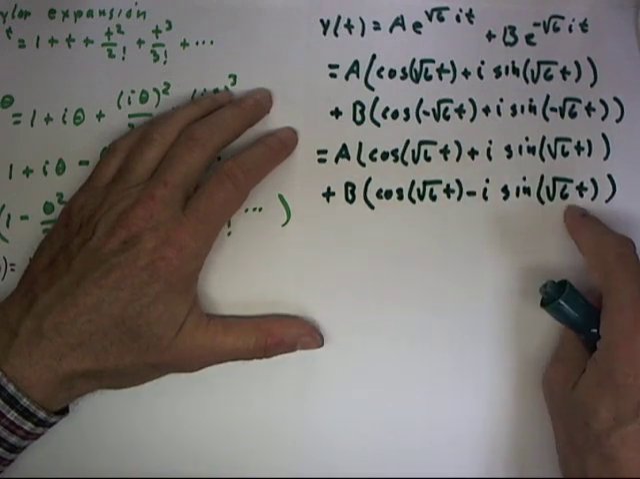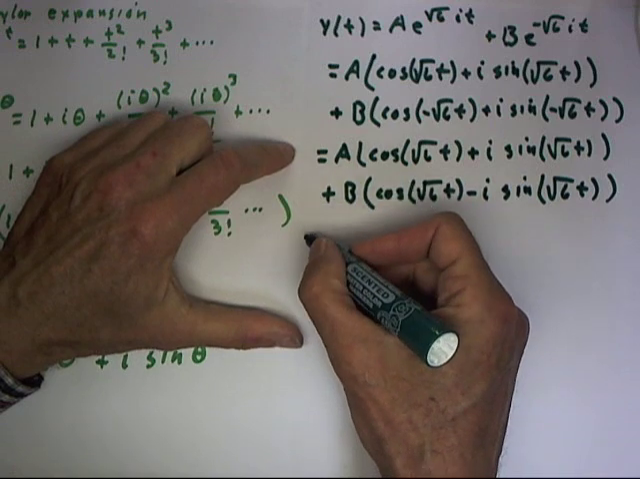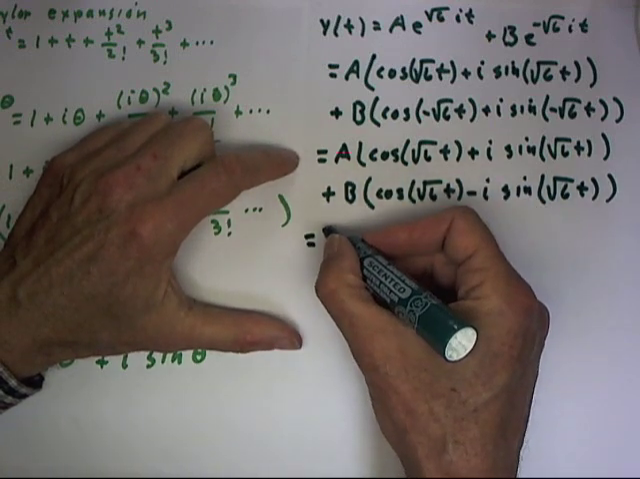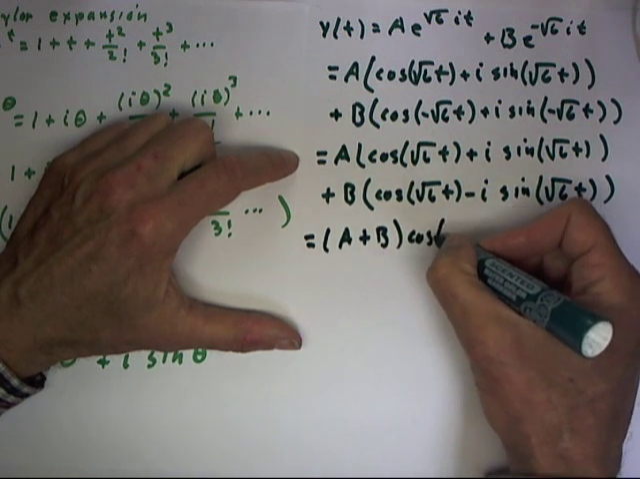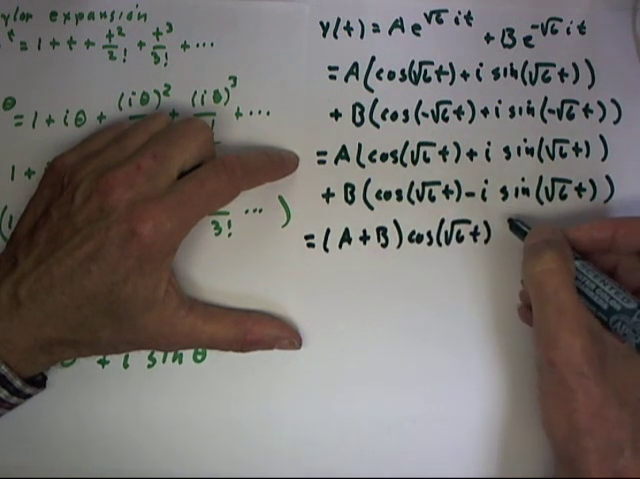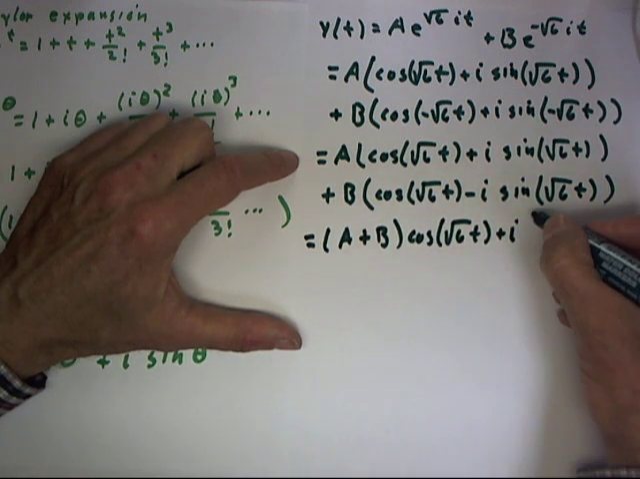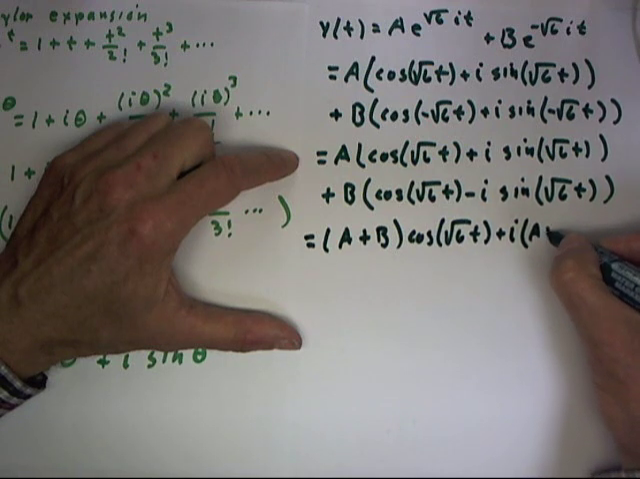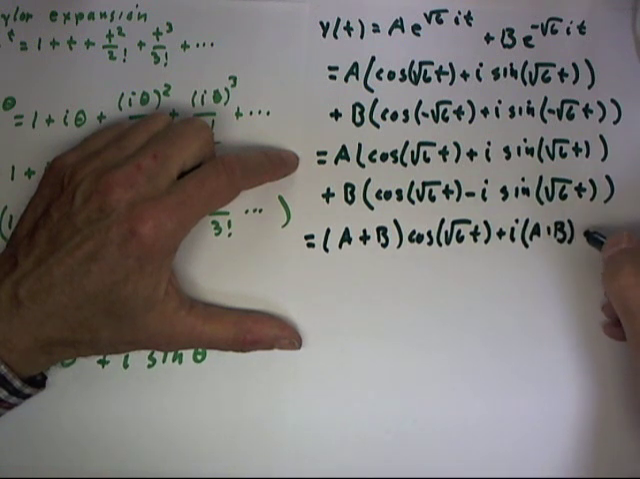If we distribute the multiplication and collect the real terms and the imaginary terms, it's easy to see that what we end up with is a plus b times the cosine of the square root of 6t plus i times a minus b times the sine of the square root of 6t.